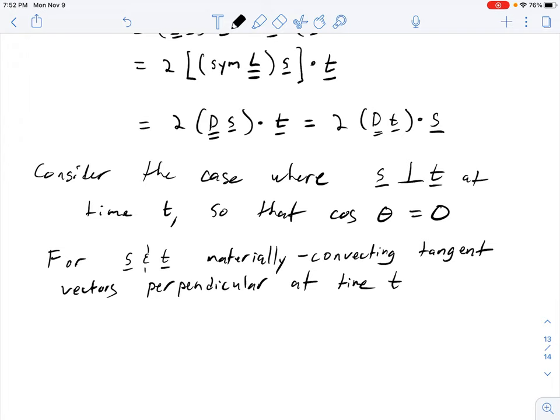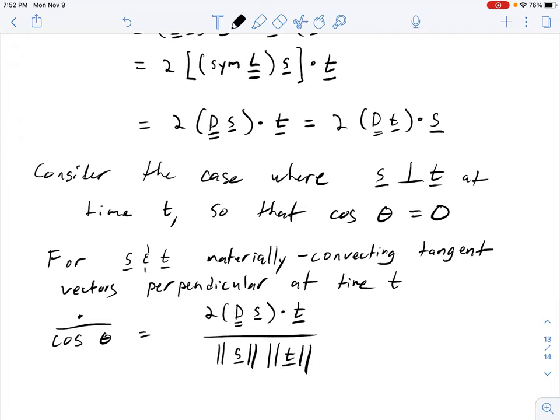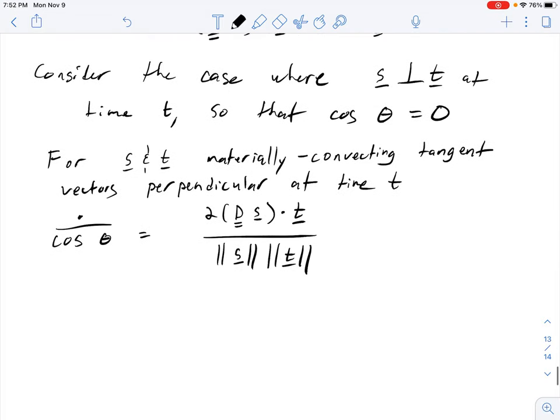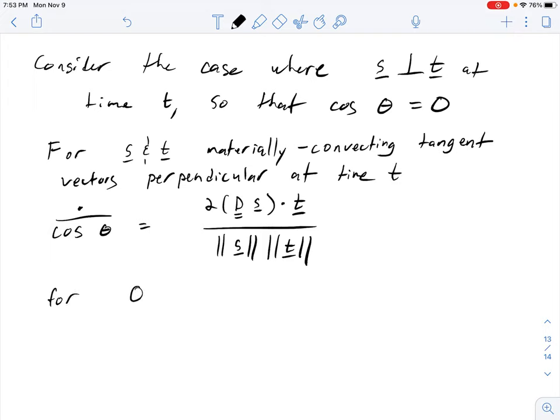Then we have the time derivative of the cosine of the angle between them is equal to 2 D S dot T over magnitude S magnitude T. So of course, if they are unit vectors, then you just need to take the top part there. And so for theta equals pi over 2, you use the time derivative of theta relative to the time derivative of its cosine. And we have that the time derivative of cosine theta is equal to minus theta dot, because the derivative of cosine is minus sine, and the sine of pi over 2 is 1.